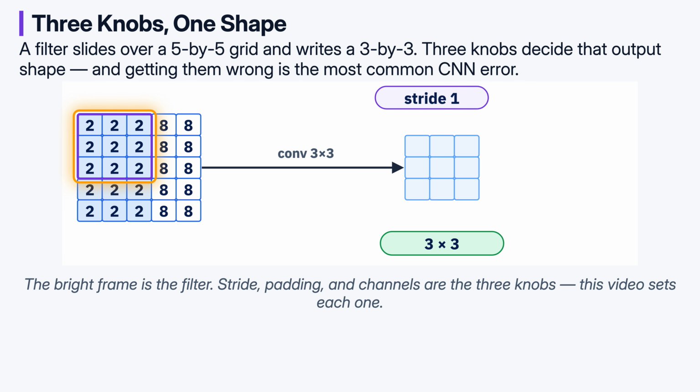A filter slides over this 5x5 grid. The bright frame is the filter. It writes a smaller 3x3 grid. Three settings decide that output shape: stride, padding, and channels. Getting them wrong is the error people hit most.